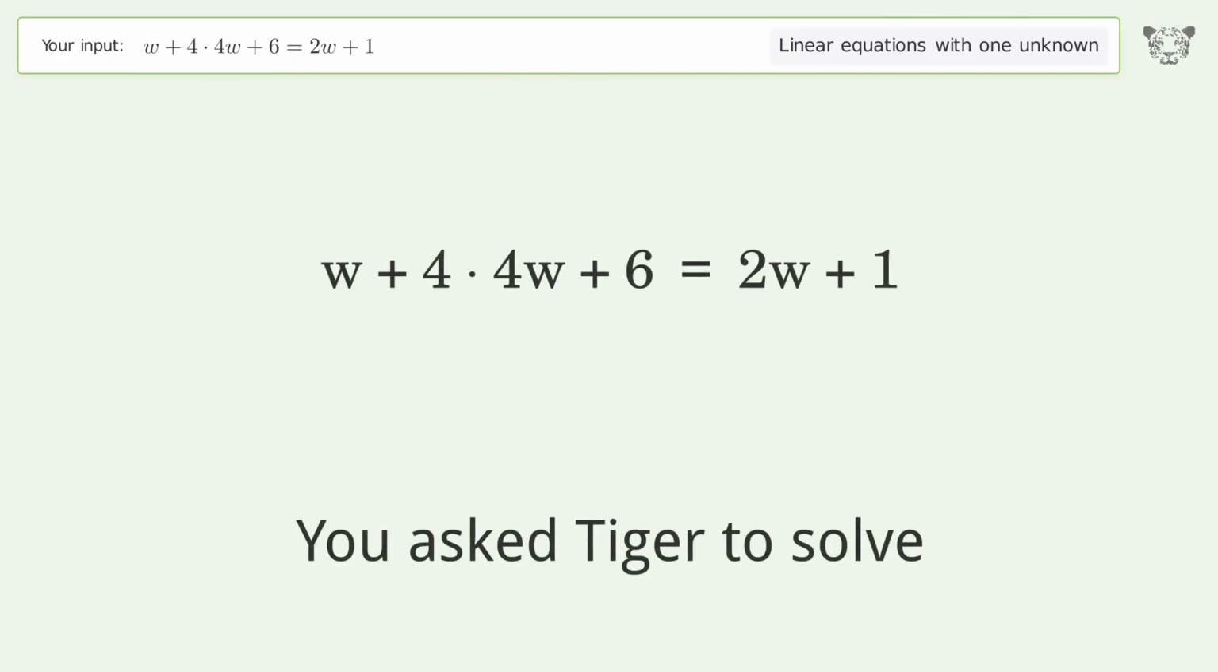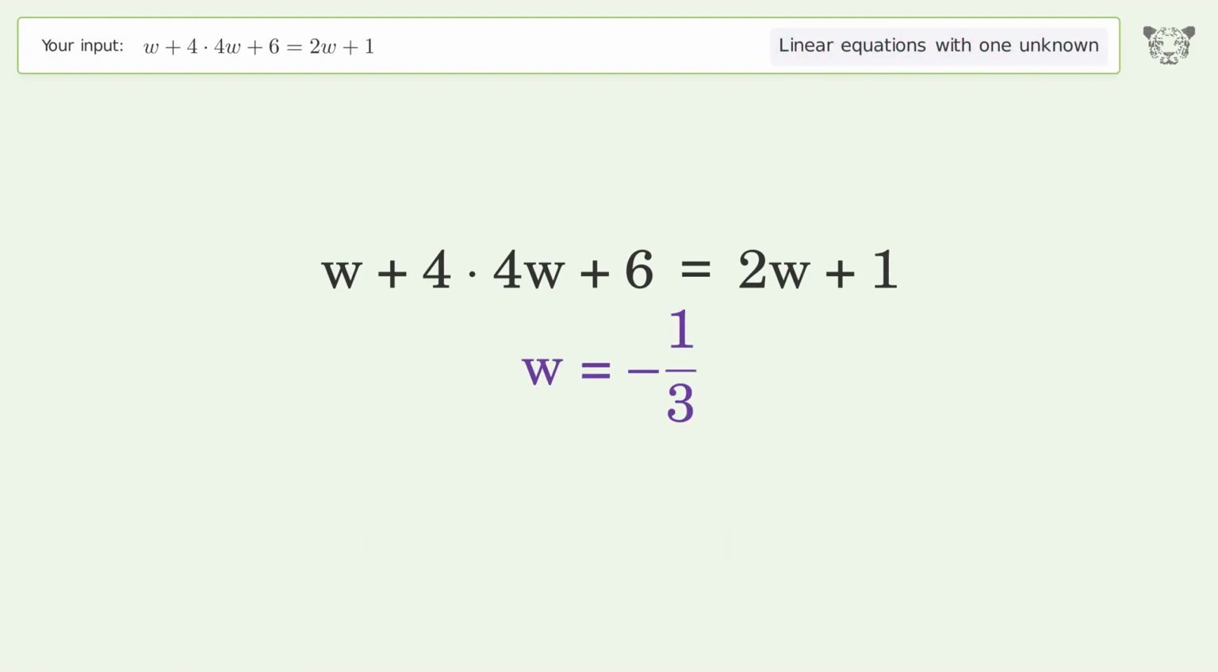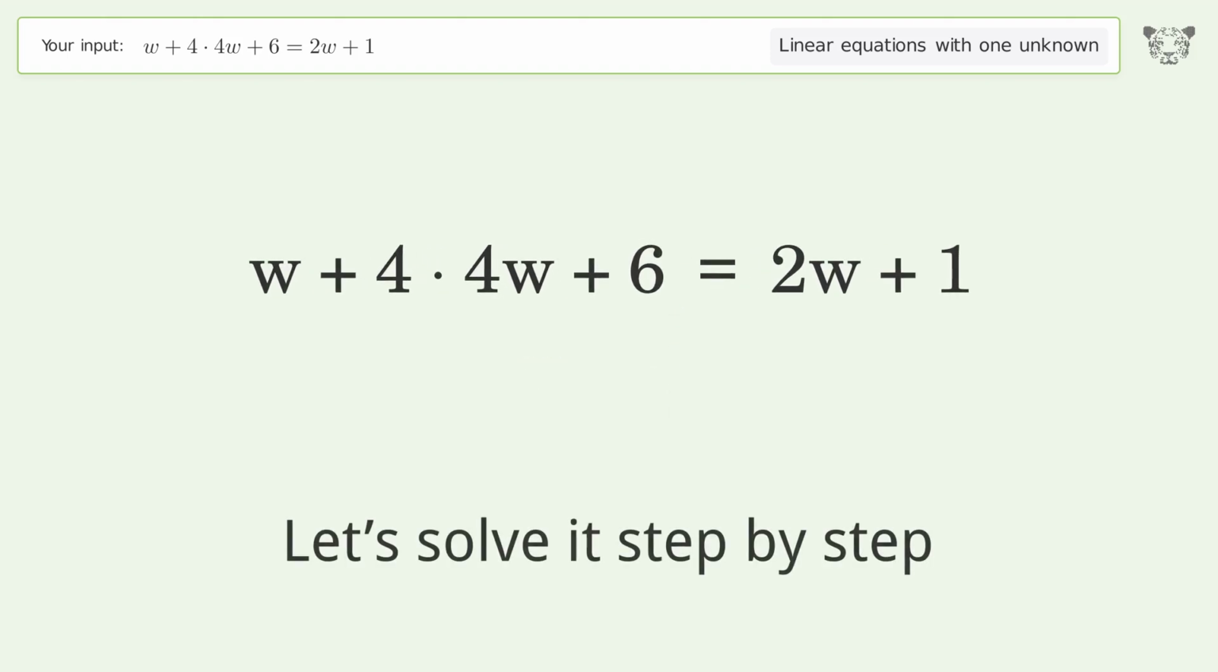You ask Tiger to solve. This deals with linear equations with one unknown. The final result is w equals -1/3. Let's solve it step by step.